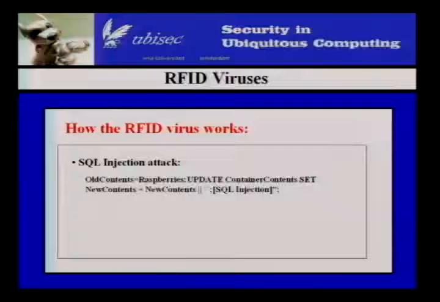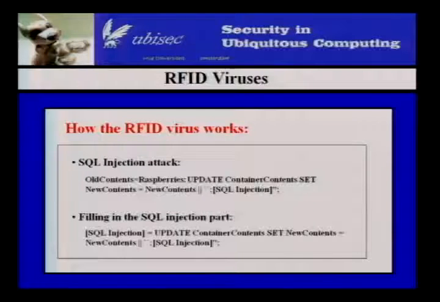But then you want to stop and think about what the SQL injection exploit is. If you try to fill in the SQL injection part, you're going to realize that the SQL injection is actually everything after the semicolon. So the SQL injection part is equal to update container contents, set new contents equal to new contents concatenated with the SQL injection attack. But of course, this is self-referential. At first when we looked at this, we were like, okay, how are we going to deal with this? But we actually came up with a couple of different ways.